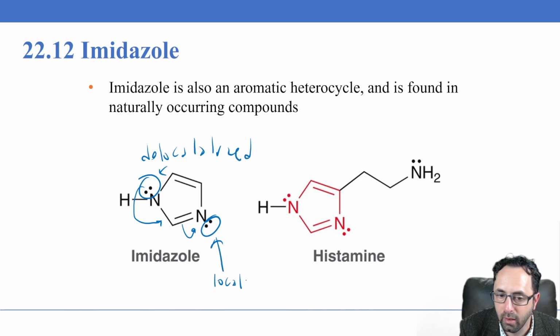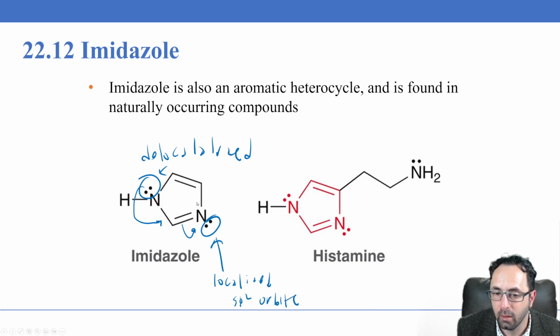It's in the sp2 hybridized orbital, so it is not in an unhybridized p orbital. Therefore, it can't move around the ring. A very common example of a biological molecule with a substituted imidazole is histamine. So it causes allergies here, histamine.